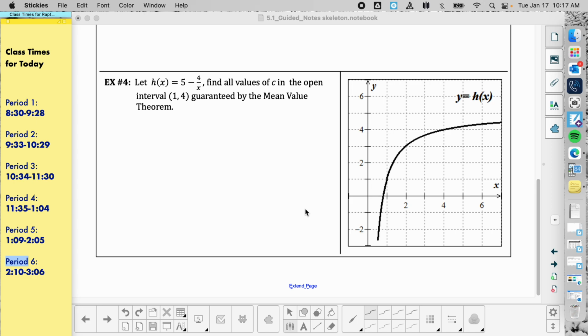Okay, let's pretend we don't have a picture. Just an equation. How would you know? Well, the only hole is when x is 0. Perfect. That's a good way of saying it. The only undefined value is at 0. So it's not continuous at 0, but we don't care because we're only looking from 1 to 4. All right, good. Continuous.